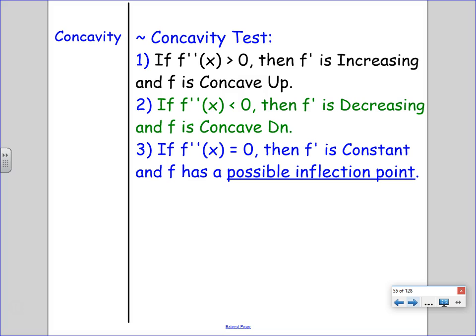I know, look at it. It's so nice and pretty. Concavity test. Concavity test. Wait a minute. Where did f double prime come in? I don't get it.